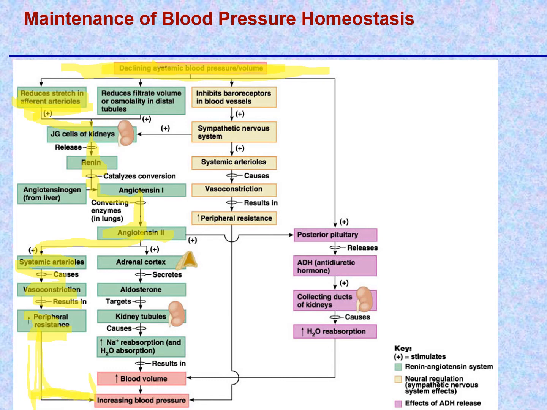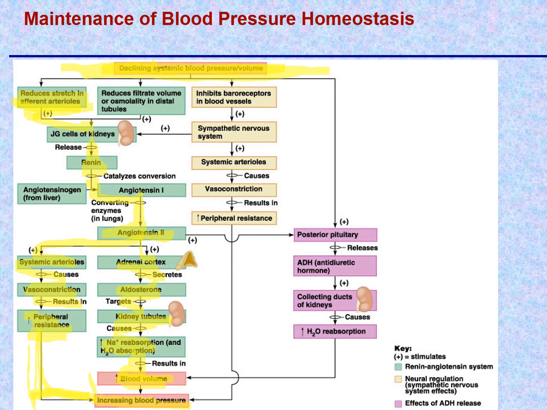That's what you wanted to affect, a rise in pressure, because it started with a drop in pressure, right, at the top there. The other thing angiotensin 2 does is it triggers the adrenal cortex to secrete aldosterone, and that acts on the renal tubules to cause an increase in sodium reabsorption and therefore water reabsorption, resulting again in an increase in blood volume and causing an increase in blood pressure.